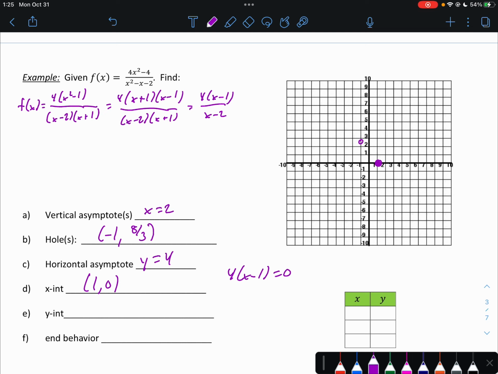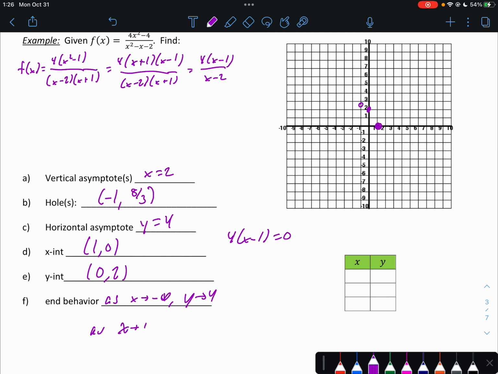Y-intercept, you put 0 in for x. You can put that into any of these forms. But basically, you get negative 4 over negative 2, which is 2. So 0, 2. And end behavior. So that's going to be your horizontal asymptote here. As x approaches negative infinity, y approaches 4. As x approaches positive infinity, y approaches 4. You could also wait until you actually graph it to do that end behavior. Sometimes it might be easier to do that. That's up to you.